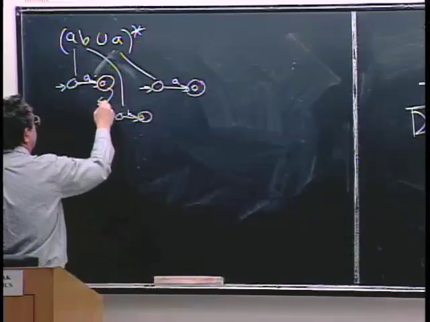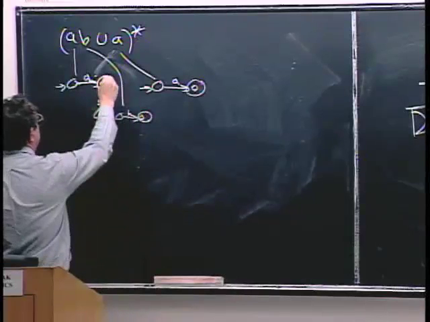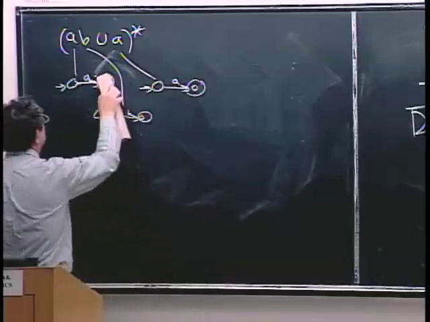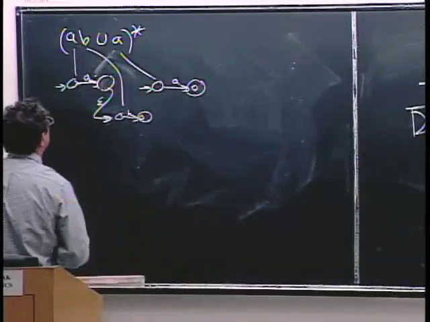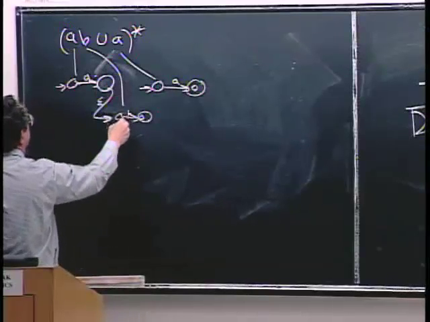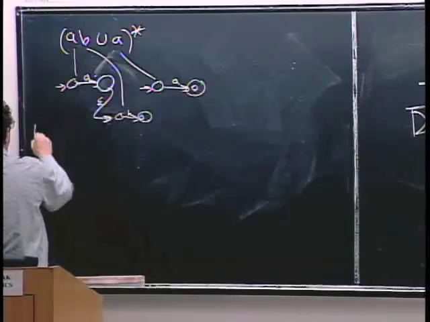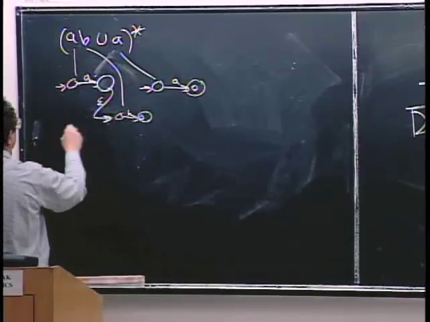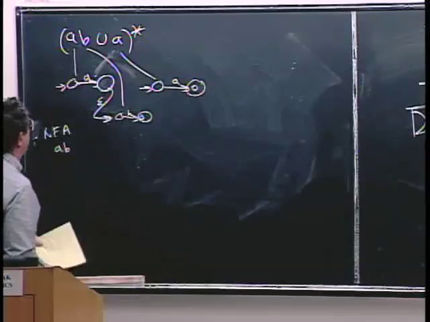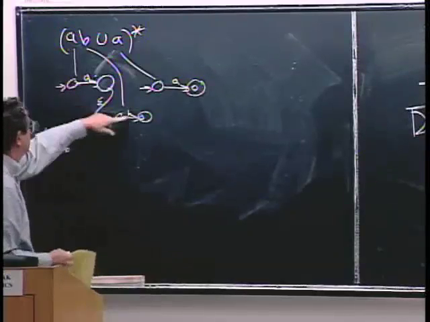This is an epsilon transition. It's going from the accept state of the first one to the start state of the second one, and then we make that a normal state. Okay, so this is now the NFA for AB. It accepts A, B.